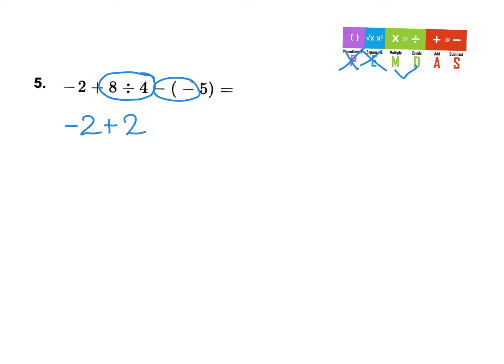Now I'll have these two negatives, click, click, or plus, add the opposite. So plus 5, and again, now I'm left with all of this addition. Negative 2 plus 2 is 0, and 0 plus 5 is equal to then 5.